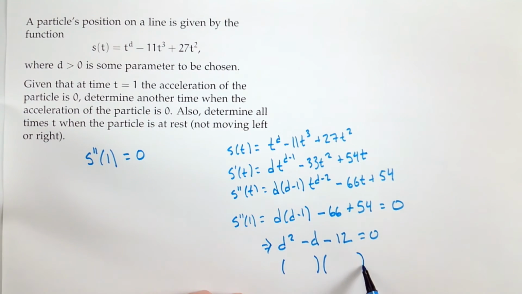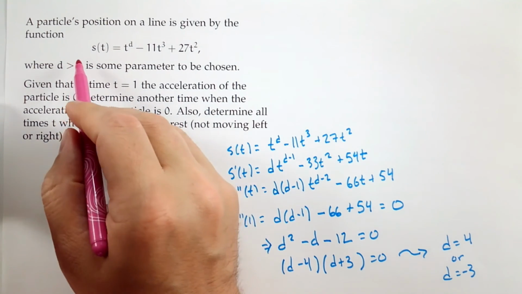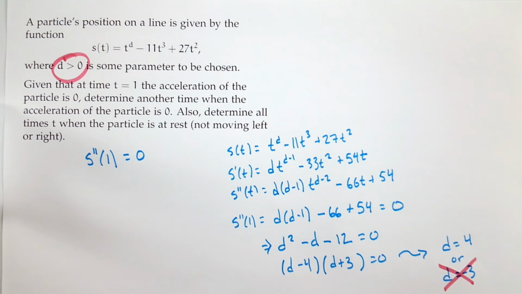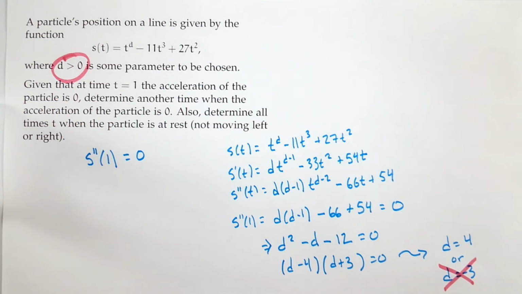That factors. d minus 4, d plus 3 equals 0, which tells us two possibilities. d is 4 or d is negative 3. But wait a second. We can knock one of those two out because we were told d has to be positive. That means the negative 3 is out. Can't happen. So d is not negative 3. So we've now found what d is. See, the d was some parameter to be chosen. We now know that d equals 4.